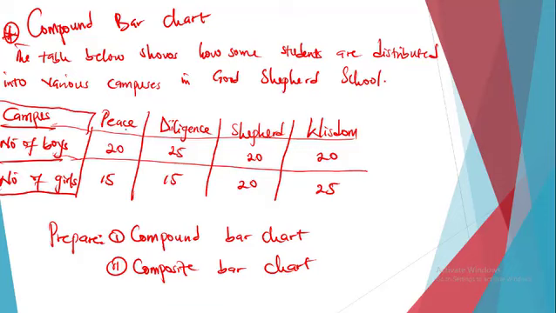Under the campus we have Peace. For Peace, the boys are 20, girls are 15. Diligence, we have 25 and 15. Under the Shepherd we have 20 and 20, and under Wisdom we have 20 and 25. The question says we should prepare 1, the compound bar chart, then 2, a composite bar chart. Now these two bar charts are used to compare two or more sets of information. So let's quickly start with the compound bar chart.